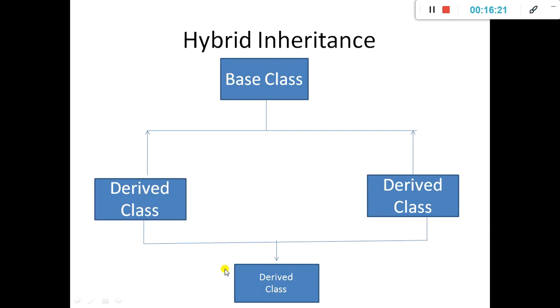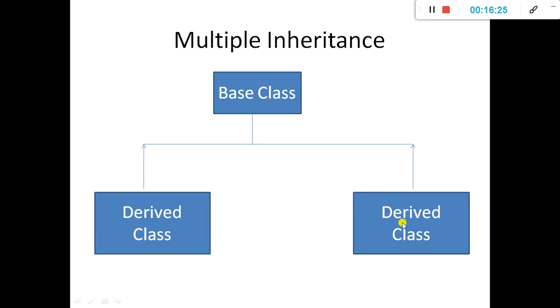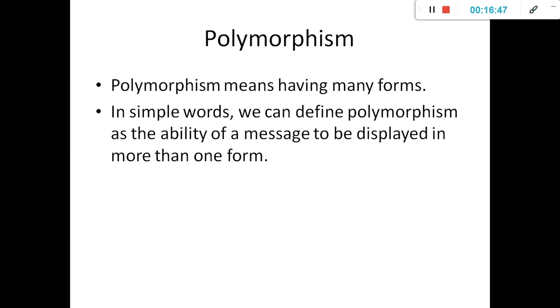Now Java doesn't support hybrid inheritance, neither does it support multiple inheritance. C++ supports all the types of inheritance, but Java doesn't support these two types. So they have given us an alternative, packages. There is a concept called packages in Java, which has replaced multiple inheritance and hybrid inheritance.